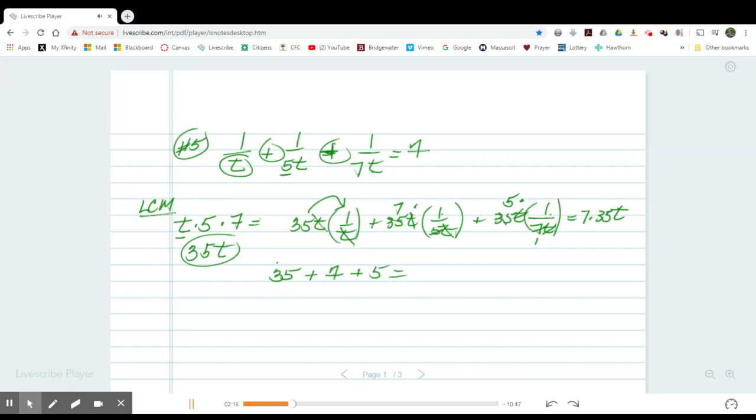Let's see. 7 times 5 is 35. Carry the 3. 7 times 3 is 21, and 3 more is 24. 245. I think that's right. 245t. Alright, so what do we got here?